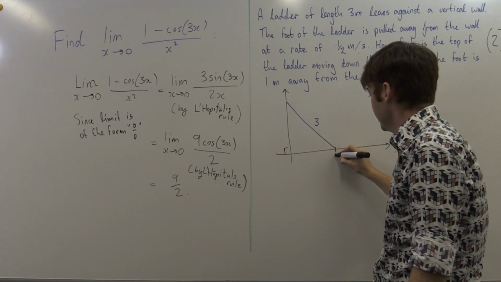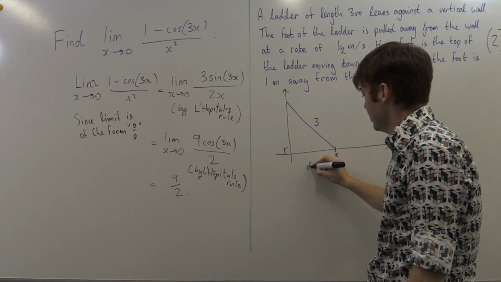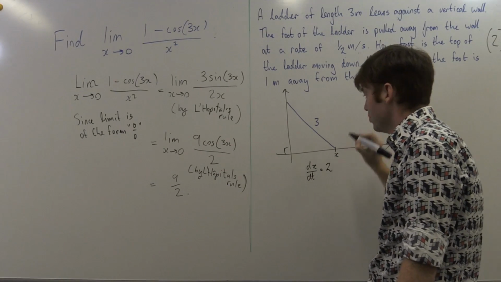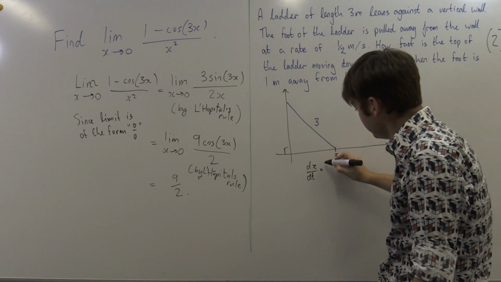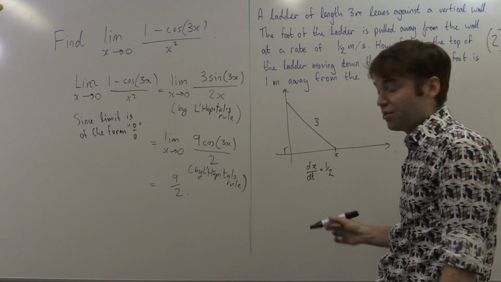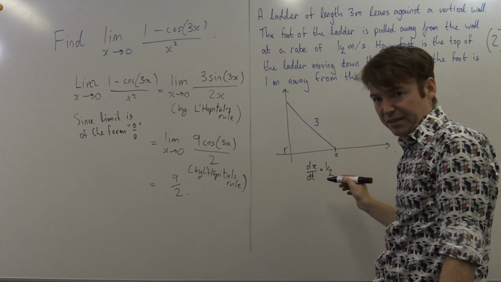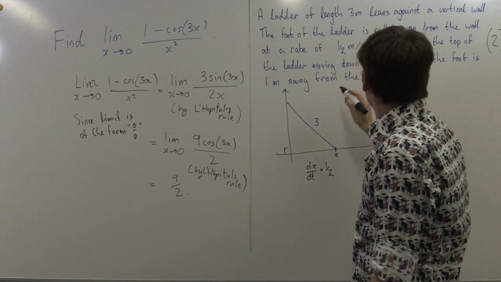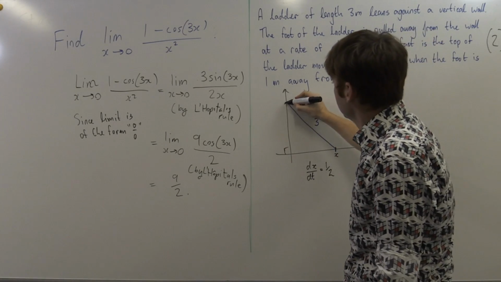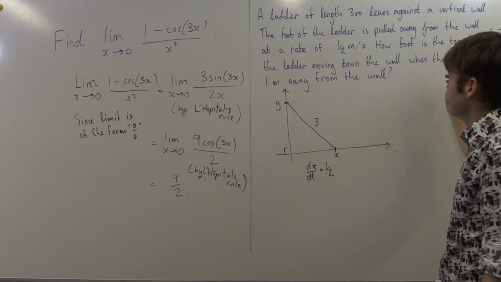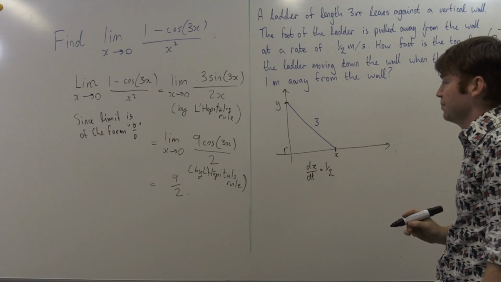So if this point here is x, then dx/dt is equal to 1/2. It's going this way at 1/2 meter per second. So implicitly there's a time here. So this position x here is really a function of t. How fast is the top of the ladder moving? Well, let's call this thing here y. When the ladder is 1 meter away from the wall.